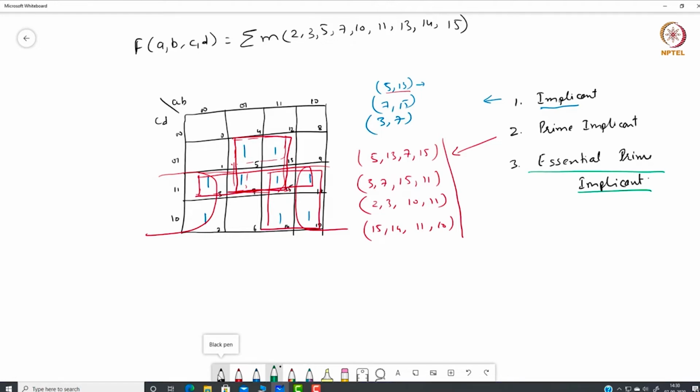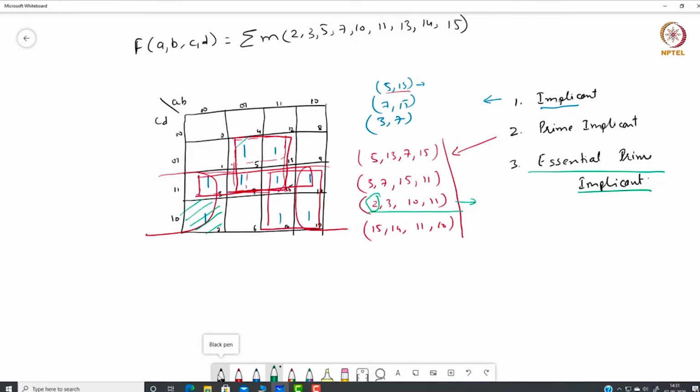To find out which cubes are part of our final solution, we look at our min terms, and we see some min terms which are covered by only one prime implicant. So let us see this. Min term 2 is covered only by one, so this becomes an essential prime implicant. Because of this 2, it becomes an essential prime implicant.